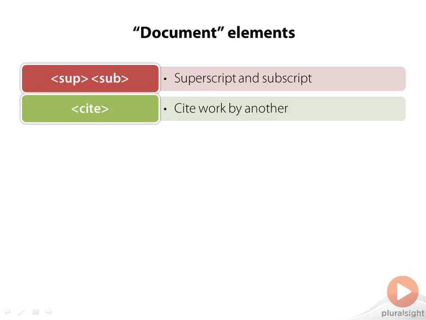We also have the cite element, which is simply a wrapper around a person's name or some text where you want to cite work by another person. And so typically this will get rendered out in the browser as some italicized text.